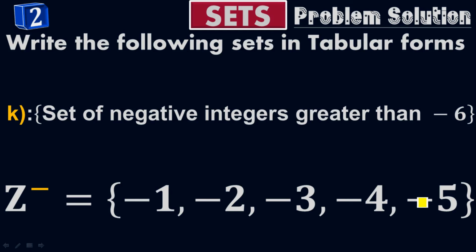Now don't say that we have -5.5, -5.6, -5.7 which are greater than -6. We are not talking about the numbers which are in points or in fractional form. We are talking about integers. We already know that negative integers start with -1 up to infinity: -1, -2, -3, -4, -5, -6, -7, -8 up to infinity. So the negative integers which are greater than -6 are these, which is denoted by Z to the negative. So this is going to be the tabular form for K.